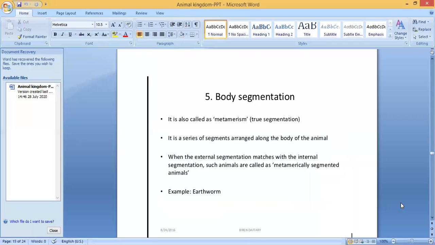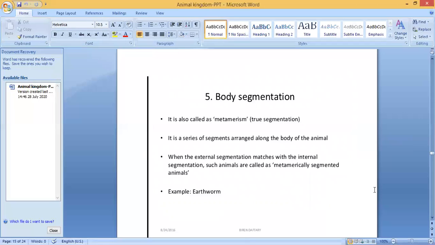Okay, the next one is body segmentation. What is meant by body segmentation? It is also called metamerism or true segmentation. It is a series of segments arranged along the body of an animal. You can see one example, earthworm. Have you seen? You can see there are segments. This is known as segmentation or metamerism, a series of segments arranged along the body of the animal.